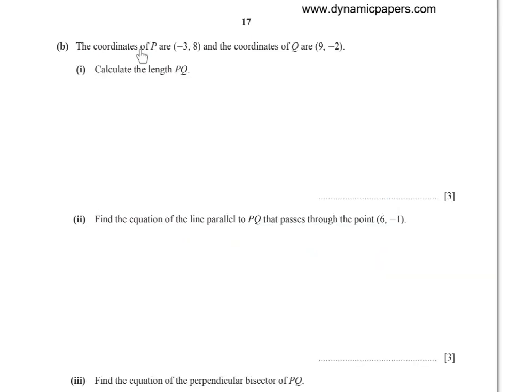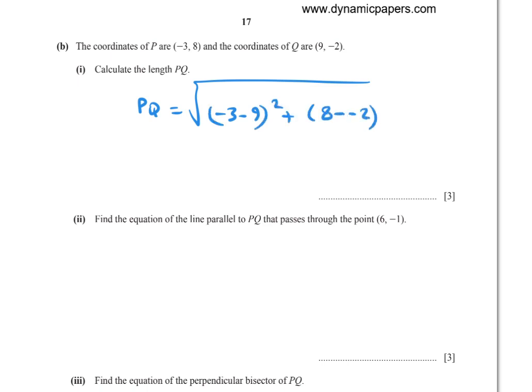B, the coordinates of P are (-3, 8), and the coordinates of Q are (9, -2). Calculate the length of PQ. Use the distance formula. So square root of (x minus x), so (-3 minus 9) all squared, plus (y minus y), so (8 minus -2) all squared, equals 15.6 to 3 significant figures.